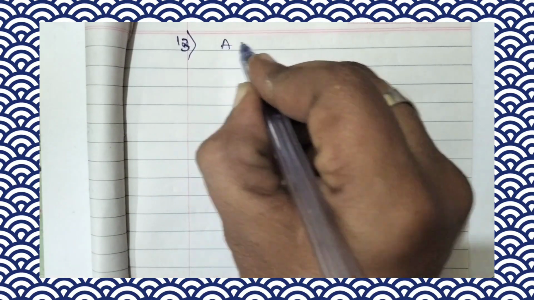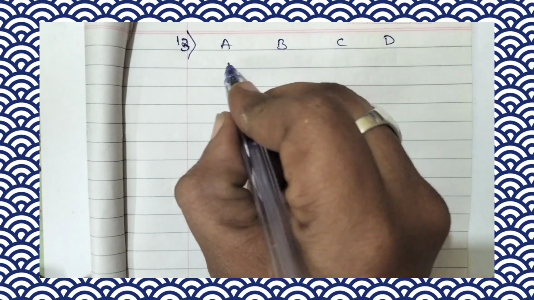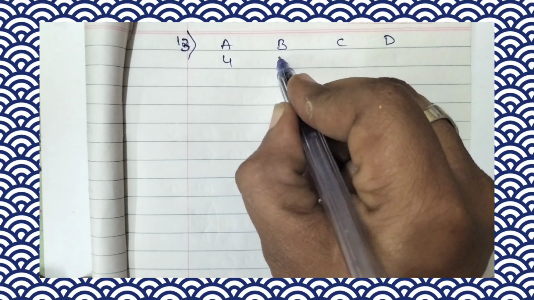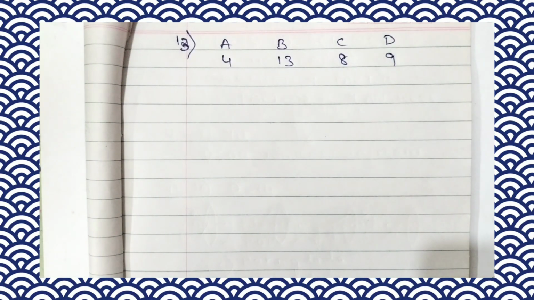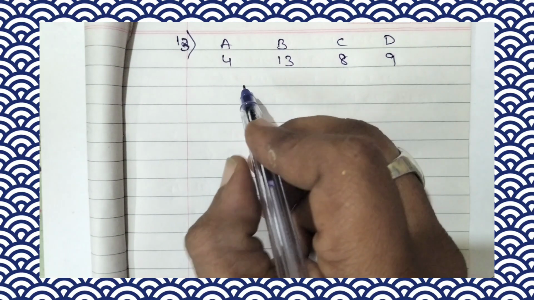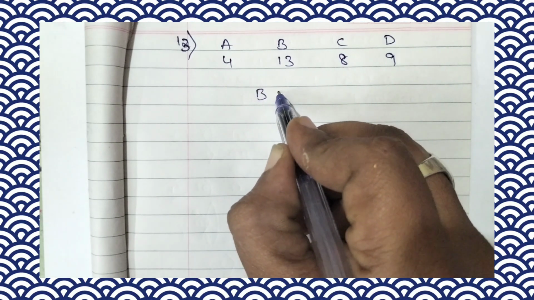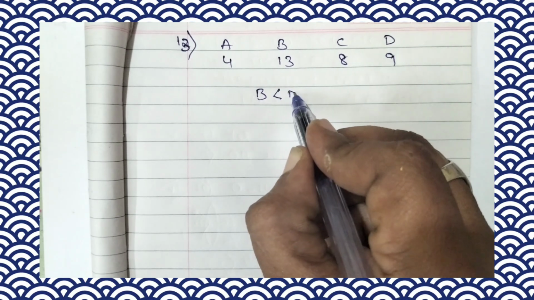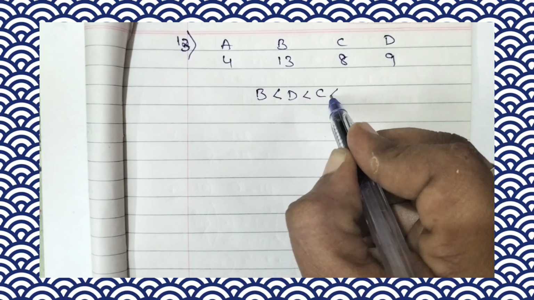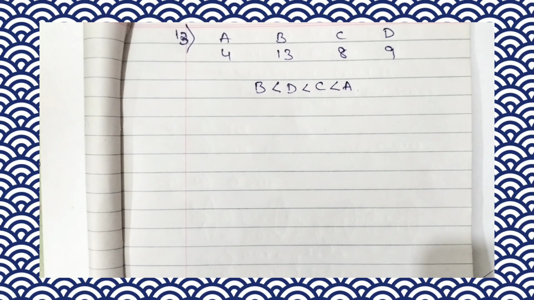So there are 4 solutions A, B, C and D. Solution A has pH 4, solution B 13, solution C 8, solution D 9. Arrange them in increasing order of their hydrogen ion concentration. Among these four, B has the least hydrogen ion concentration. So B, then after B you write D, after D, C, after C you write A. So this is one question finished.